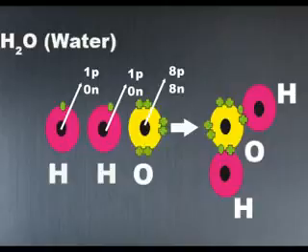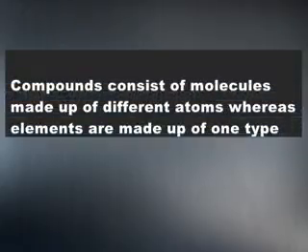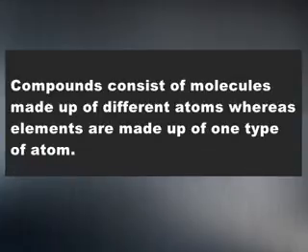I can see from this picture model that water must be a compound. Yes, the microscopic view really does help us to see that compounds consist of molecules made up of different atoms, whereas elements are made up of one type of atom. What happens between the atoms and molecules in the microscopic world will give a substance its special properties. Water has many special properties, and that's why it's so important to us.